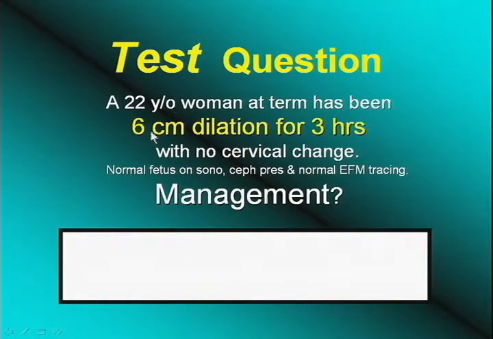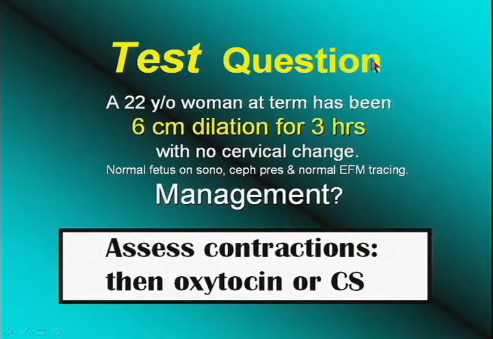All right, she's 6 centimeters dilated for 3 hours with no cervical change. Is there a problem? Now there is a problem, because we have a whole different set of expectations in the active phase than we have in the latent phase. She should certainly be dilating. So what we're going to have to do here is to assess what's the problem. And remember, we can't change the passenger. We cannot change the pelvis, but we can change the powers. Assess the contractions. She may need oxytocin. If the contractions are already okay, it may be a cesarean.